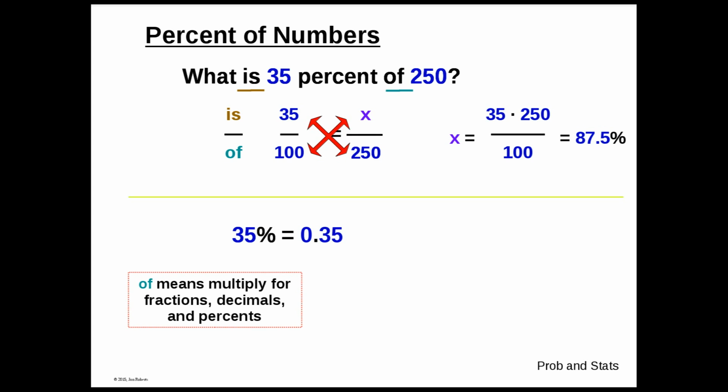When we say of for fractions, decimals, and percents, that means to multiply that fraction, decimal, or percent by the value that we're taking that fraction or ratio of. So 35% of 250 would be 0.35 times the number 250, which equals 87.5% as well. Notice that really what we're doing is we're taking the 35 and dividing by 100, and then multiplying that by 250 in either case.